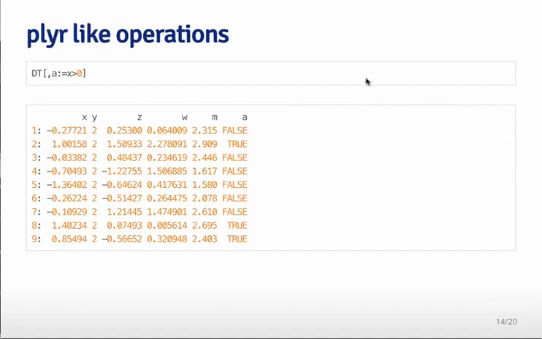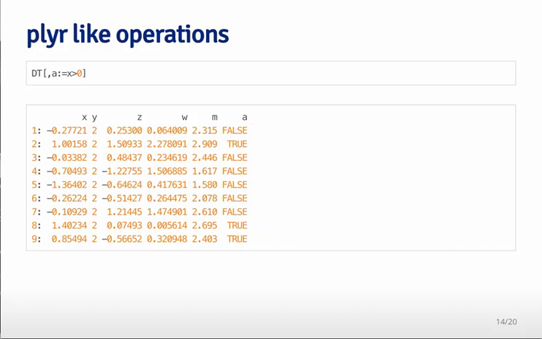You can also do plyr-like operations. So for example, we can add to this data table a variable a, which is equal to true when x is greater than 0 and false when x is less than 0. So now we have a binary variable a that we can work with.